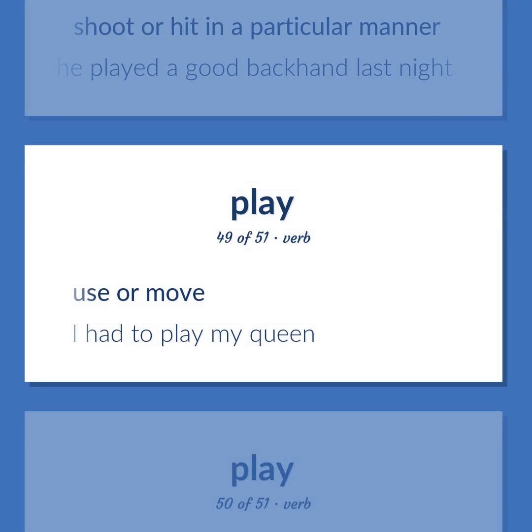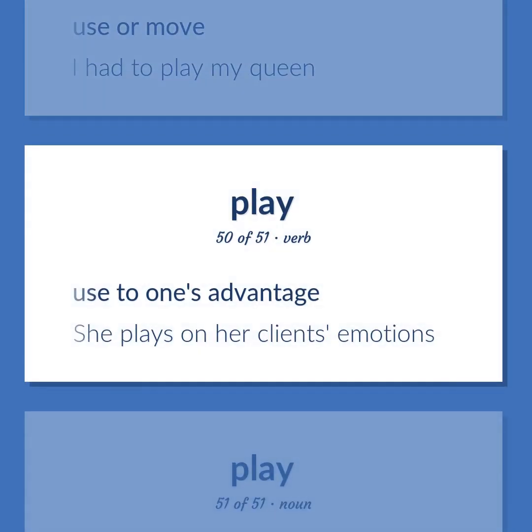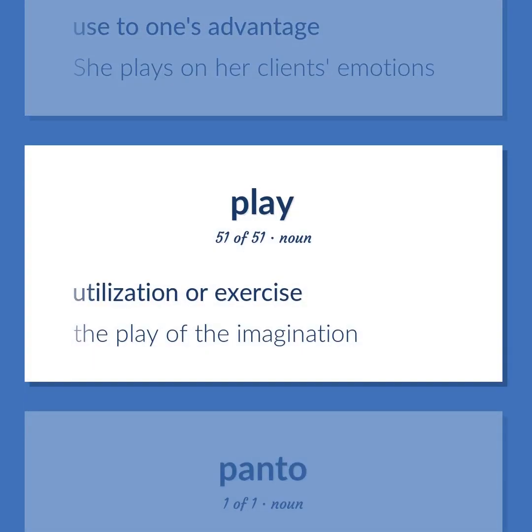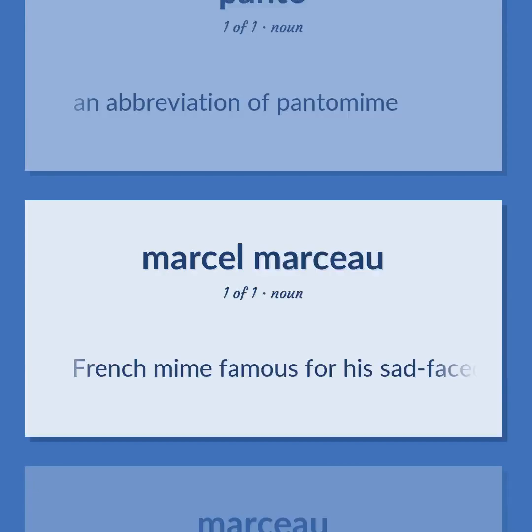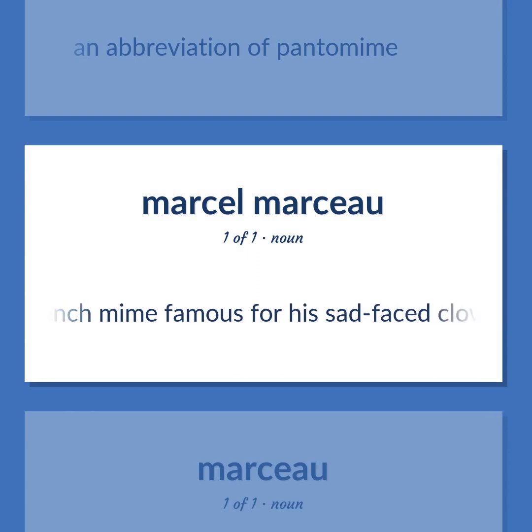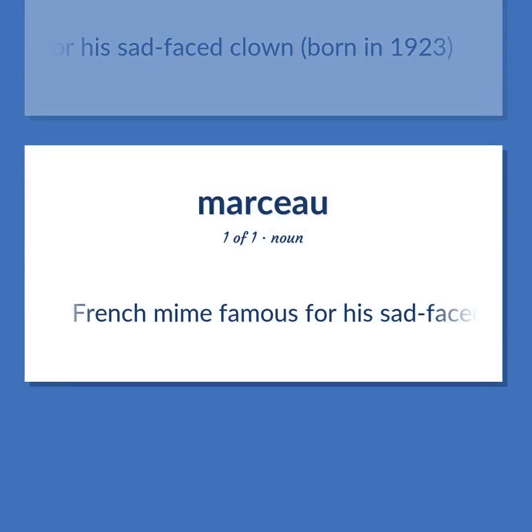Use or move. I had to play my queen. Use to one's advantage. She plays on her client's emotions. Utilization or exercise. The play of the imagination. An abbreviation of pantomime. French mime famous for his sad-faced clown, born in 1923.